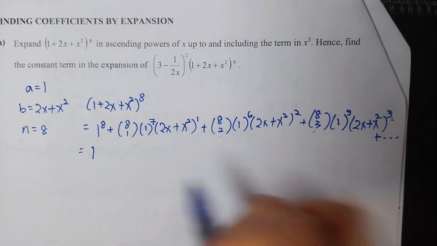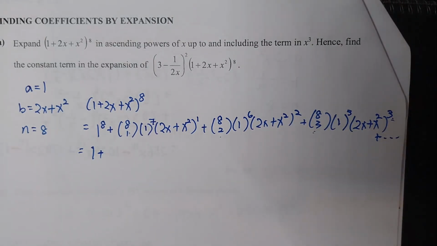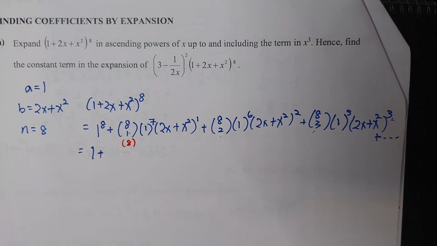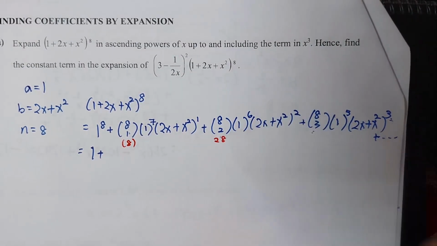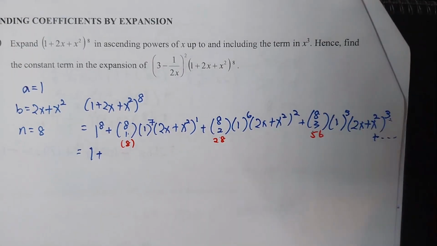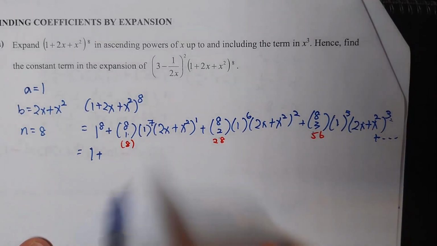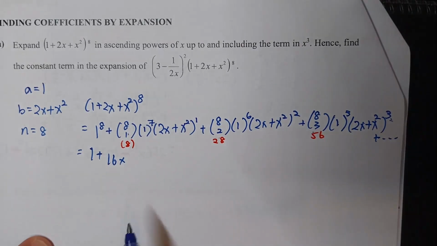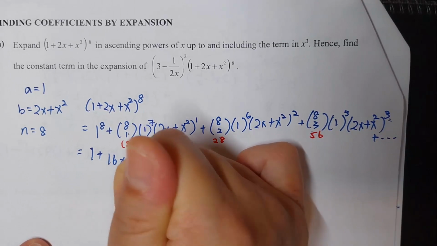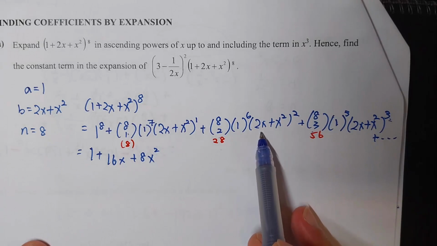Simplifying this, we will get 1 plus, and here we first note 8 choose 1 is actually 8, 8 choose 2 is actually 28, and 8 choose 3 is actually 56. That makes it easier later when we expand it. So 8 times 2x, we will have 16x. And we'll have 8 times x squared, so 8x squared. Then 28. Now you can expand this here.